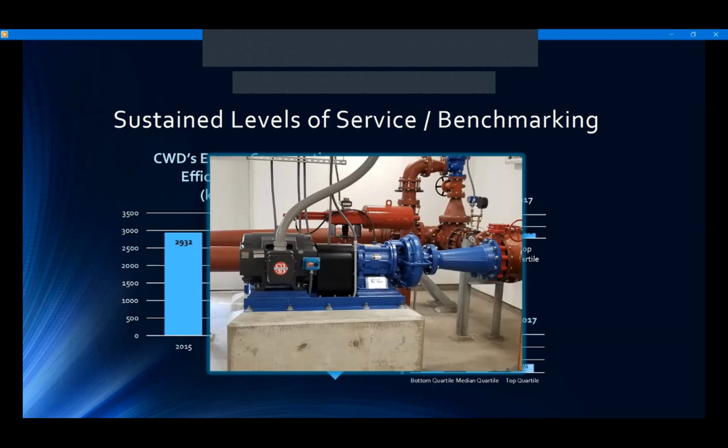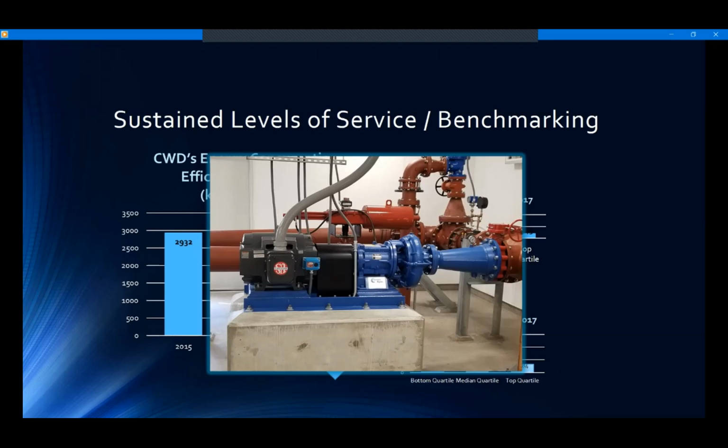So establishing levels of service will provide your organization an understanding of what your stakeholders need and a roadmap to your future. So it's worth the time and effort to understand and perform these activities when you're administering an asset management program.